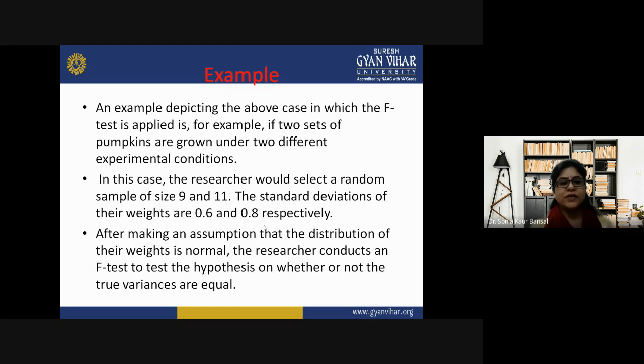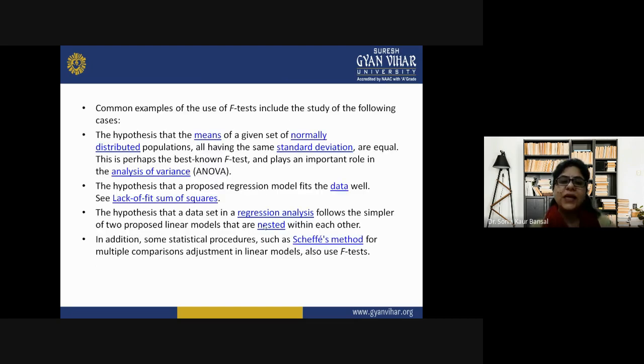Okay, students, now let's proceed further. Some common examples of the use of the F-test include the study of the following cases. How the F-test is used.